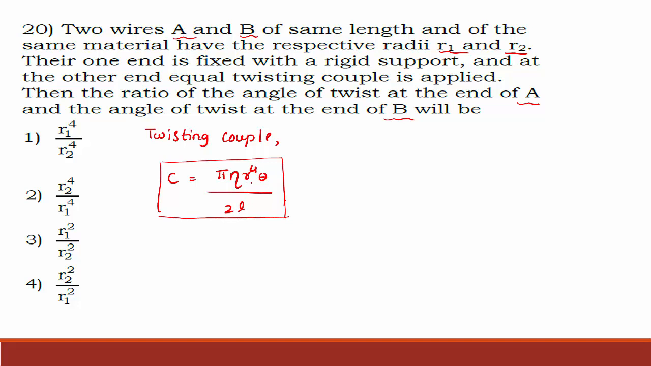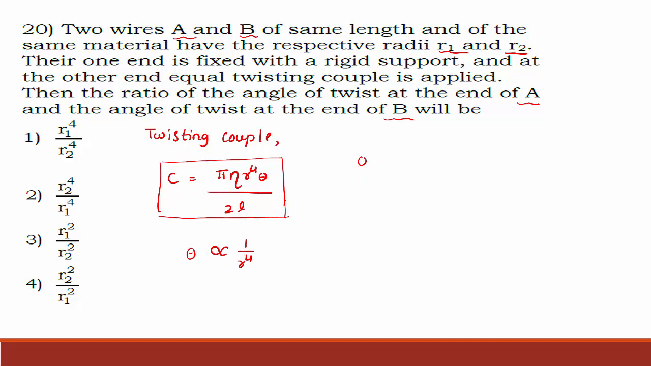Here the material and the length of the wires A and B are both equal, as well as equal twisting couples are applied. So when equal twisting couples are applied, we can write that the theta value, the angle of twist, is inversely proportional to the fourth power of the radius. Theta is proportional to 1 divided by r raised to 4.